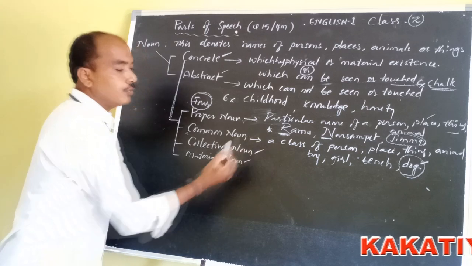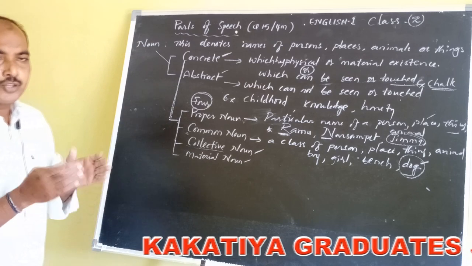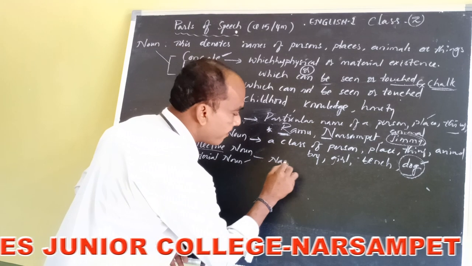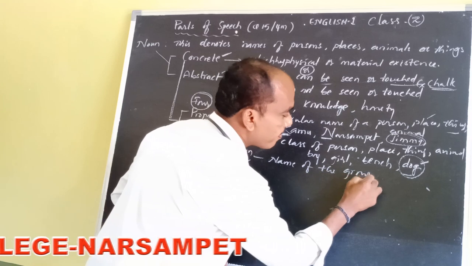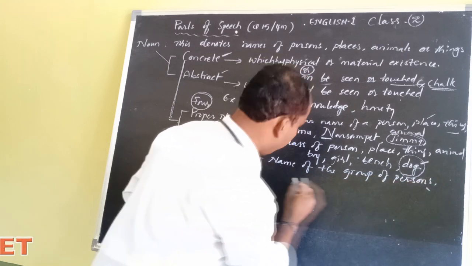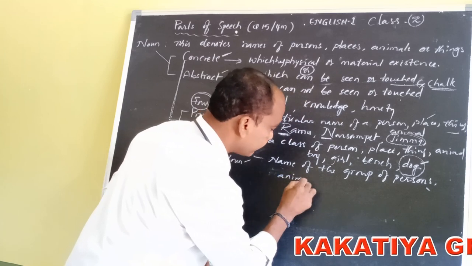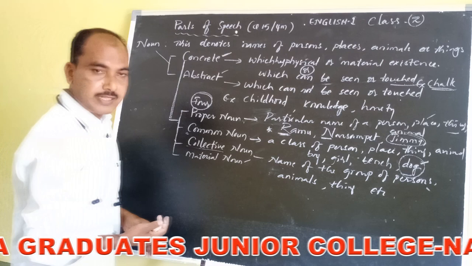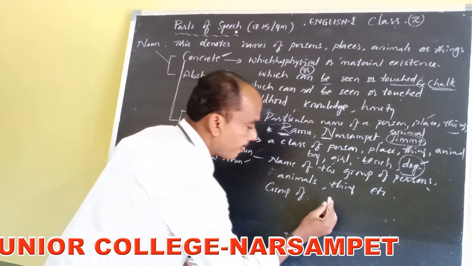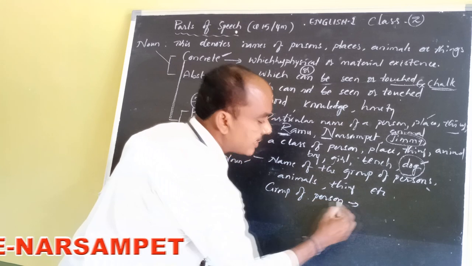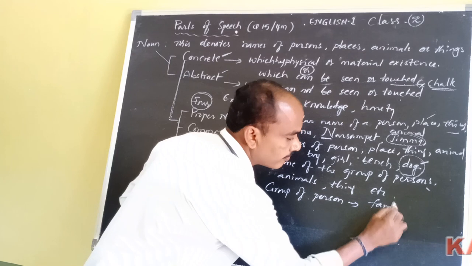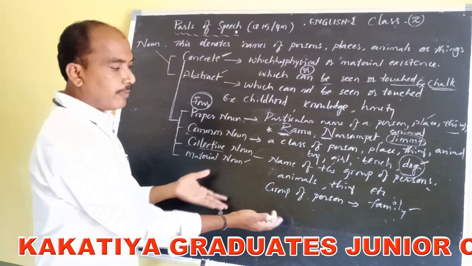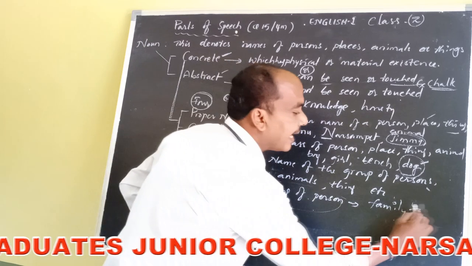The next one, collective noun. If you observe this word, you come to understand. Collective means collection, a group of something. It is the name of a group of persons, places, animals or things, etc. For example, a group of persons we call a family. You know, four members in your family. What is a family? A group of persons is called a family. This group has a particular name.